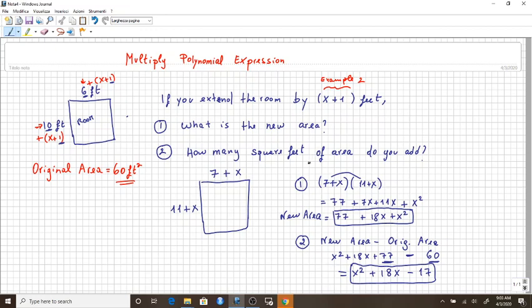Okay, so I hope that this concept is clear. Remember, what we did is multiply polynomial expressions. I showed you some examples using the distributive property, using the box method, and I also showed you some applications of multiplying polynomial expressions.